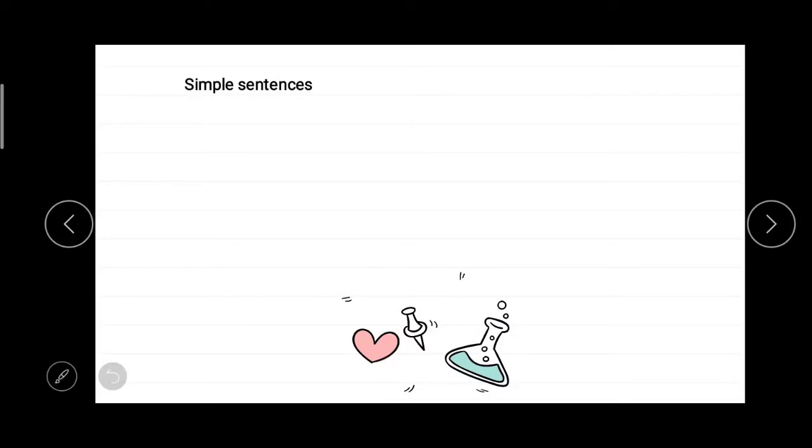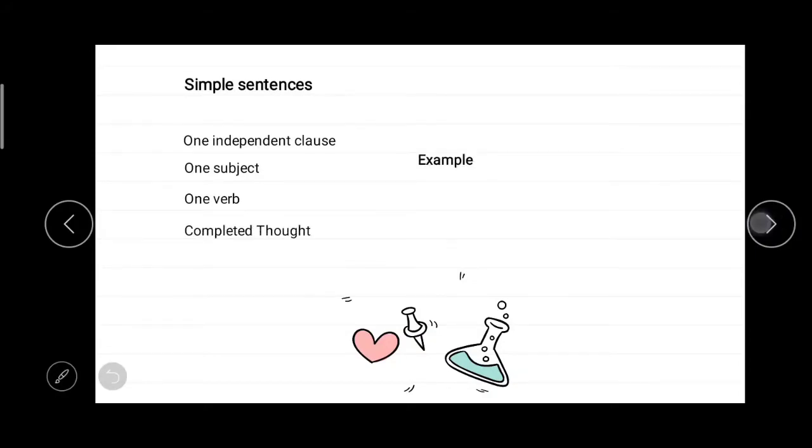Then there are four types of sentence structure: simple sentence, compound sentence, complex sentence, and compound complex sentence. The first one is simple sentence. A simple sentence has one independent clause, it has one subject and one verb, and it is a completed thought. For example, Eliza closed the door. It has one subject and one verb. Eliza is the subject and closed is the verb.